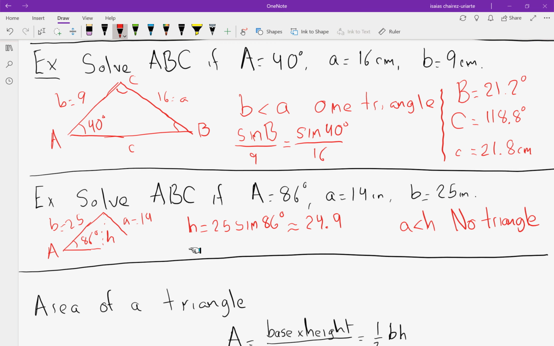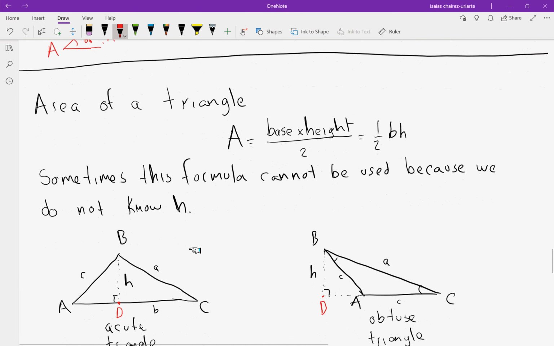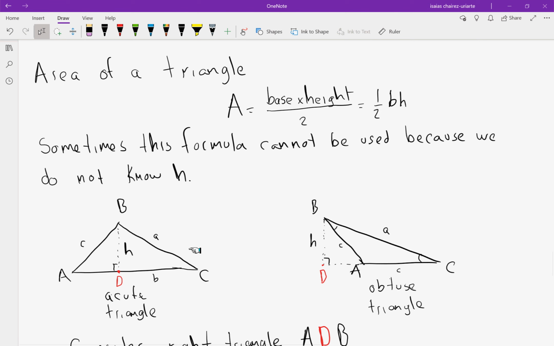Okay, let's switch gears here for a little bit. Let's talk about the last topic in this section: finding areas of triangles. All right, so how do you find the area of a triangle? Well, from geometry and from middle school and elementary school, we know that the area of a triangle is supposed to be the base times the height divided by 2, or 1/2 base times height. Not a difficult formula. A lot of us know this formula.